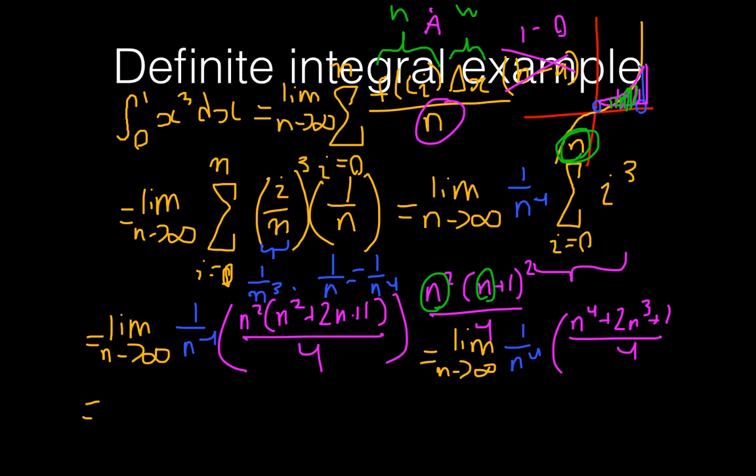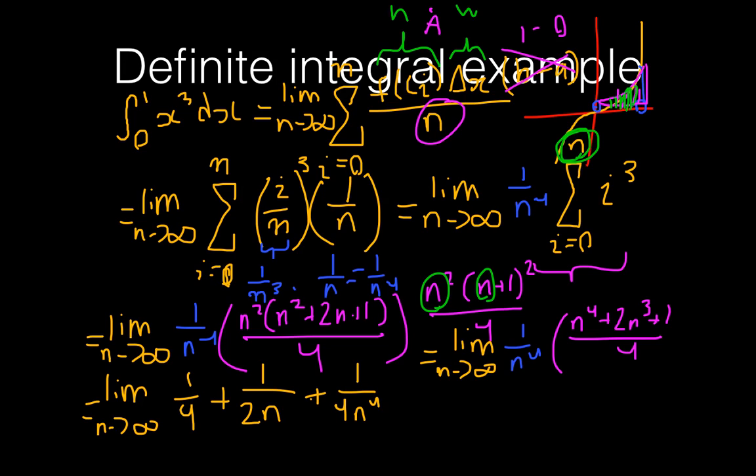We can rewrite that as the limit as n approaches infinity of, because n to the fourth over 4 divided by n to the fourth is going to give us 1 over 4. So no, that won't be 1, it'll be 1/4. And then we have plus 2 fourths, so 1/2 times n cubed over n to the fourth, which gives us 1 over 2n. And then we have plus 1/4 times 1 over n squared, so 1 over 4n squared.